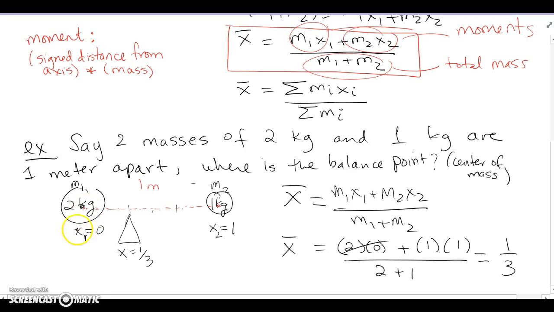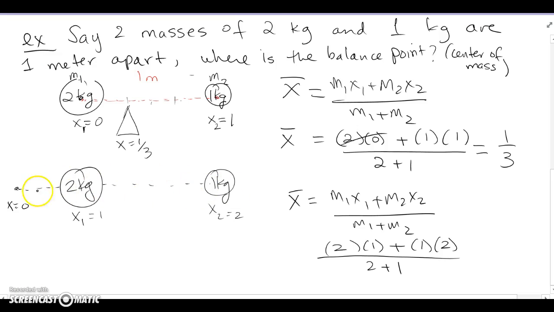Now I chose to call this 0. I didn't have to. I could have called it 1, and I could have then accordingly called this 2, and computed to see what happens. I should still get that I should be 1/3 away from the 2 kilogram object and 2/3 of the way from the 1 kilogram object. Let's go quickly look at that. So notice now I just said, well, my 0th location is back here. I'm going to call my x1 at 1, and my x2, if it's 1 meter away from it, has to be 2. Let's go see what will happen.